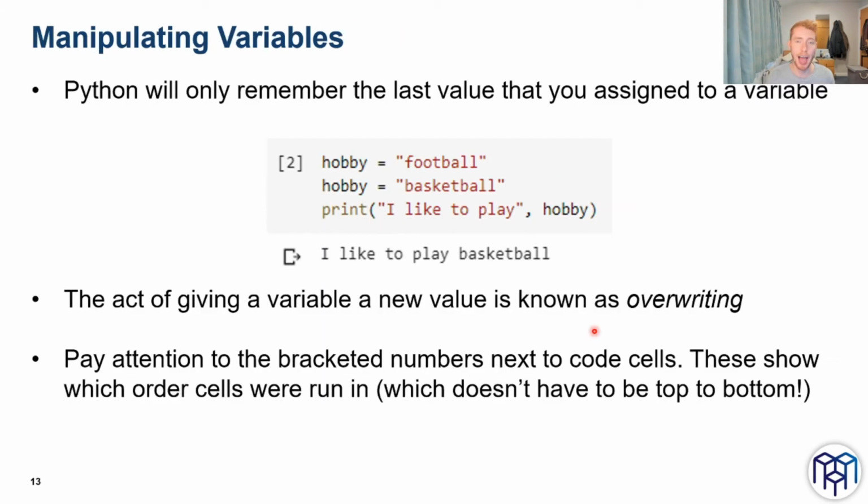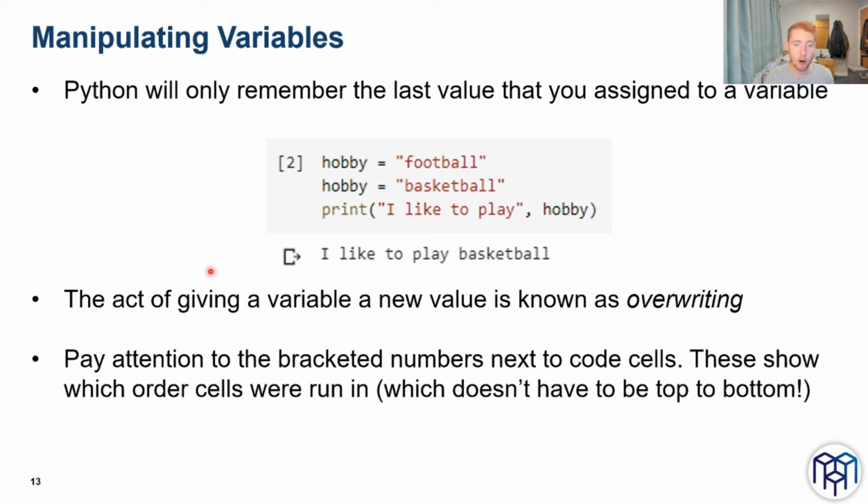Okay, so let's have a look at how we can manipulate a variable once we've created it. Python will only remember the last value that we set a variable to. So if we have hobby equals football, and then hobby equals basketball, and then print out I like to play hobby, it's going to say basketball. This is because the last thing we set hobby to was basketball. Between these two lines, Python thinks that hobby represents the value football, but as soon as we run this next line, Python will forget the old thing and replace it with the latest value. So just be aware of that.